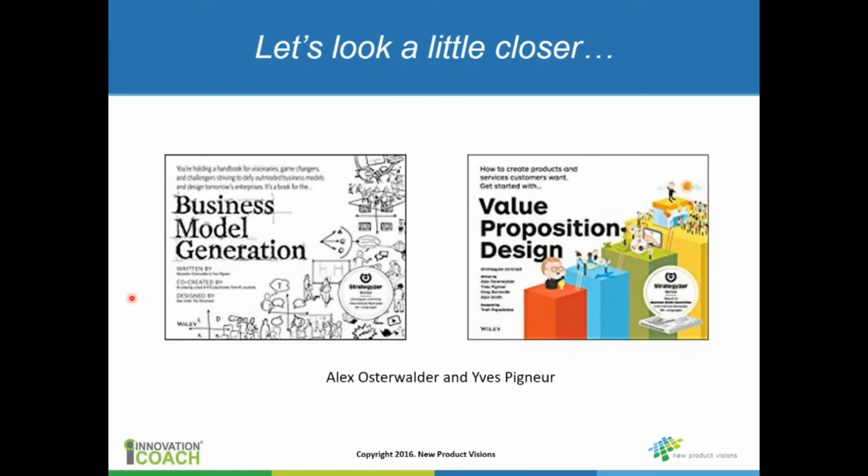Okay, so let's take a closer look at the business model canvas. As I mentioned, these are the two publications. This is the main tool that goes through the nine different building blocks of the business model. This other tool, the value proposition design, looks specifically at the value proposition and what are called customer segments. We'll talk about that in a minute. But let's look at this one first.